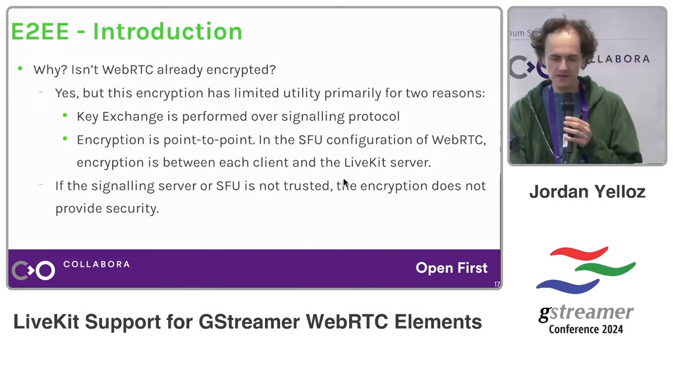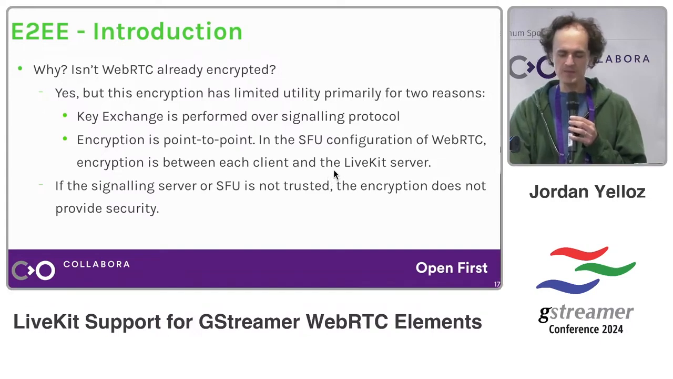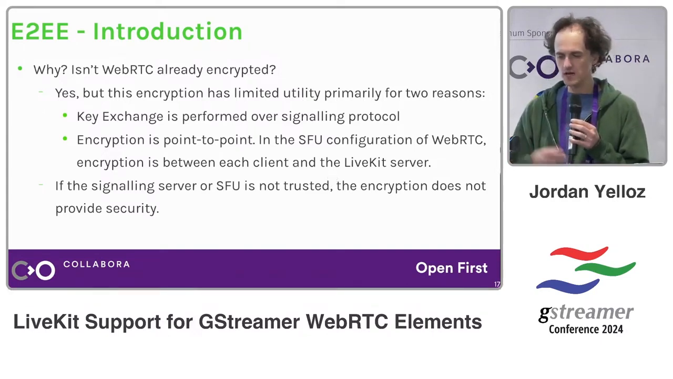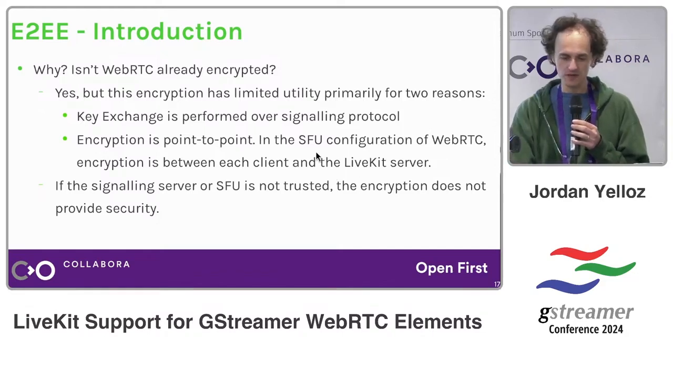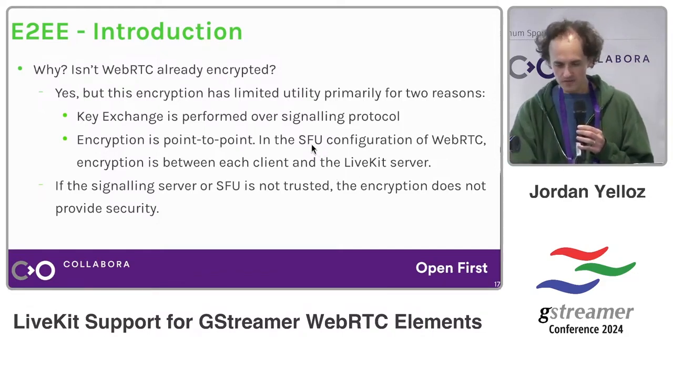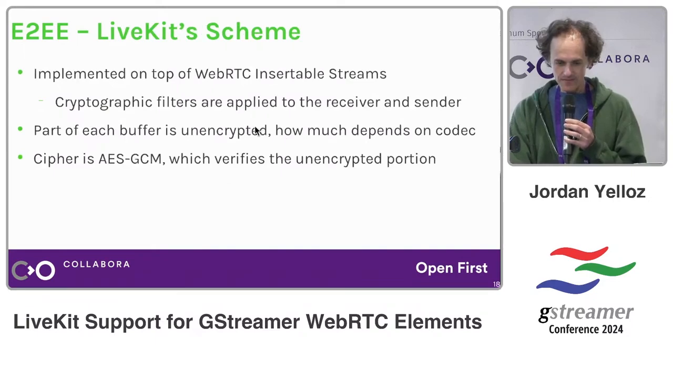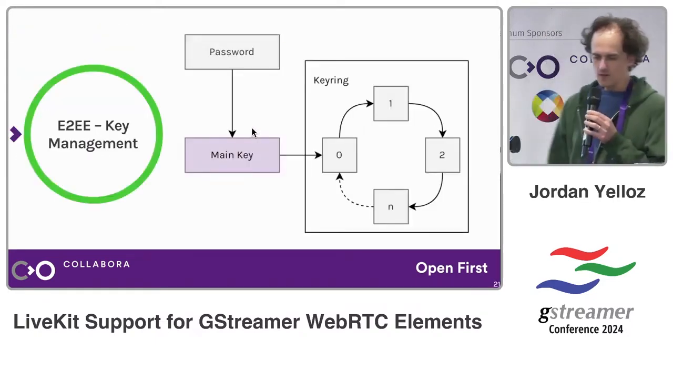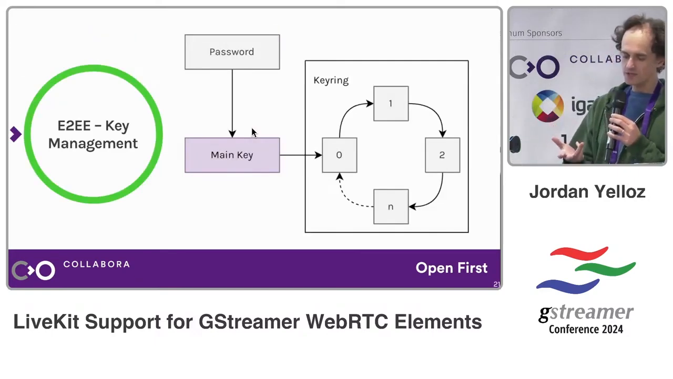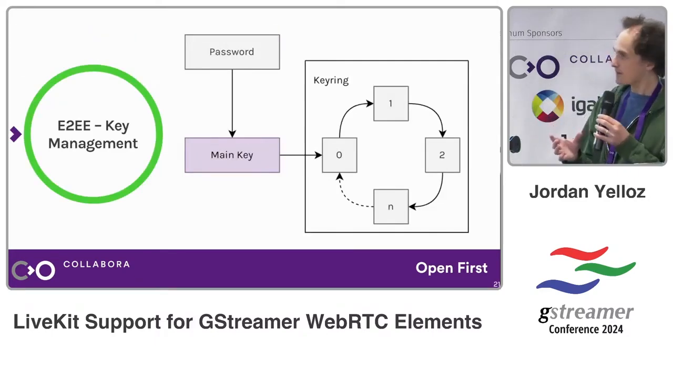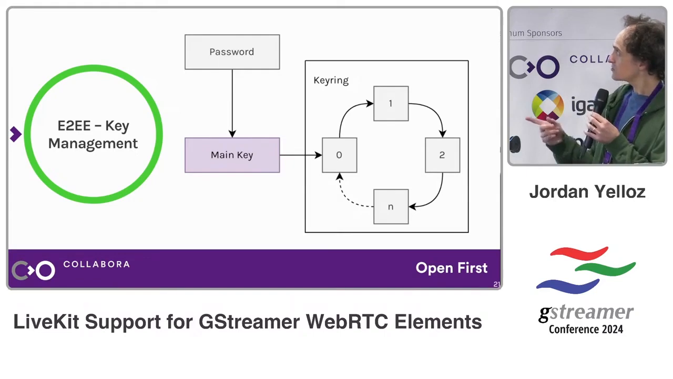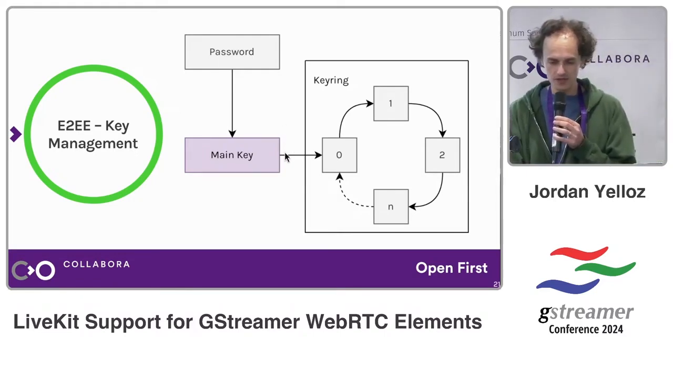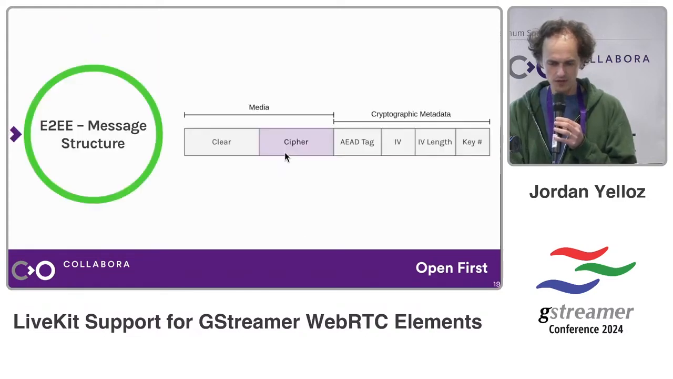Basically, from the pre-shared key, which is typically a password in the easiest case, you derive some keys. Let's see if I have a diagram of that. Yeah. So basically, you derive an encryption key, kind of like a main key, from the password. And then from that main key, you derive a ring of subkeys that do the actual encryption. It's kind of interesting what they've done there.